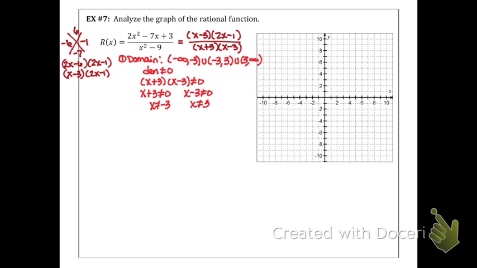All right, then step 2 is to simplify the rational function. So we have that r of x is equal to, the x minus 3's will cancel, so it's 2x minus 1 over x plus 3.